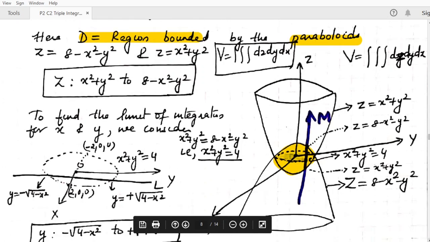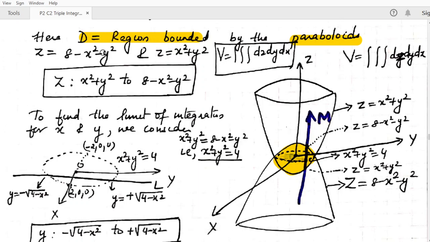To identify which paraboloid is in the upward direction and which is in the downward direction, we have to see the coefficient of z. When we are arranging the equation in the form x square plus y square equal to, we have to identify the coefficient of z in that equation. From x square plus y square equal to 8 minus z, we get the coefficient of z is minus 1. And here the coefficient of z is plus 1. And here the coefficient of z is minus 1.